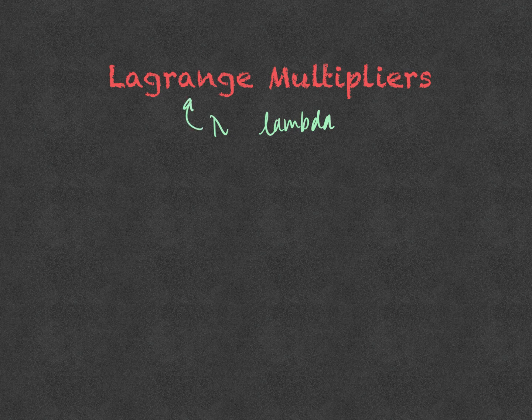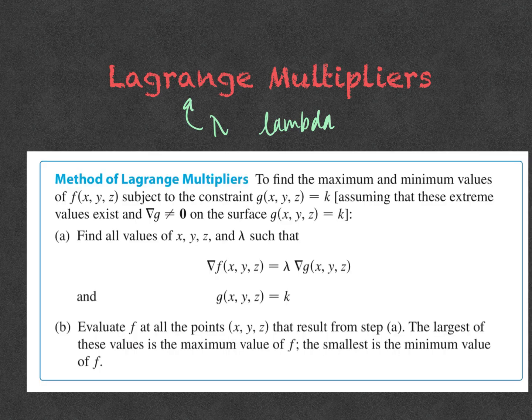It was developed by the French-Italian mathematician Joseph Louis Lagrange, who lived in the 1700s and was quite a mathematician. So this is the method of Lagrange multipliers: to find maximum and minimum values of a function with more than one variable, subject to a constraint of another function of more than one variable.